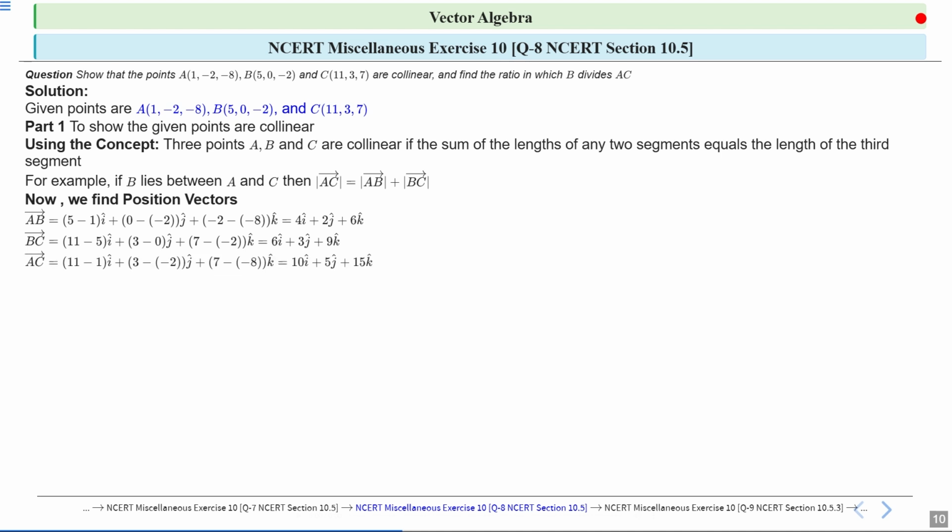So AC vector will be equal to (11 minus 1) i cap plus (3 minus minus 2) j cap plus (7 minus minus 8) k cap, which is equal to 10 i cap plus 5 j cap plus 15 k cap, okay?